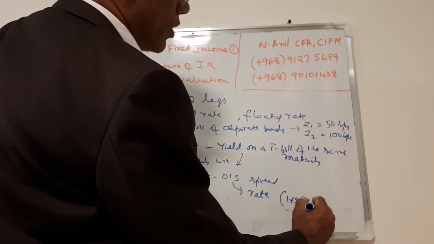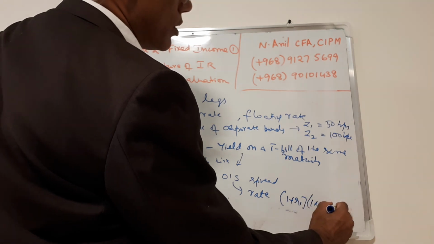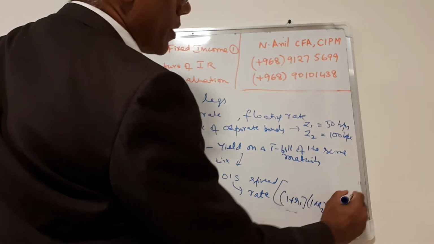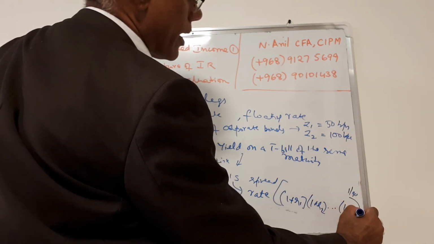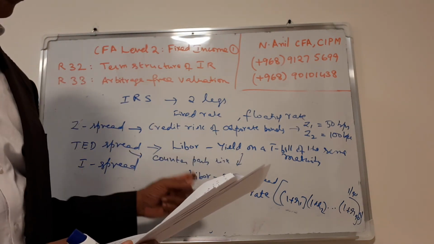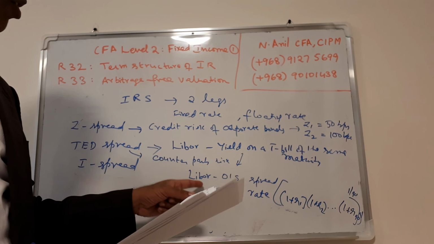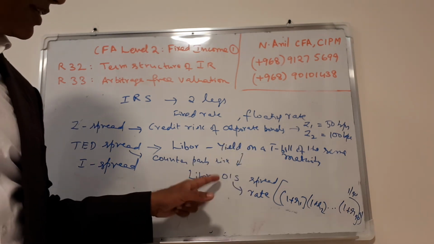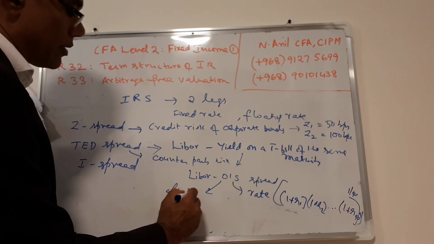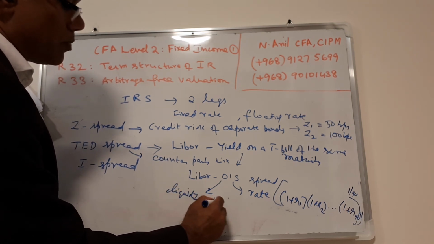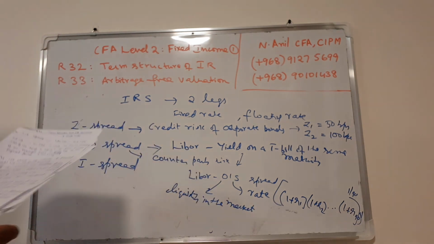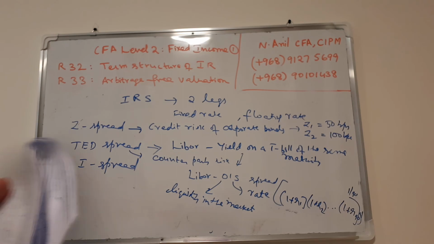So (1 plus R1)(1 plus R2) up to (1 plus R90), if it's 90 days, to the power of 1 by 90, minus 1. This is the geometric average. So this also indicates the general risk or the liquidity. Basically, it indicates the liquidity in the market. So it is important for the banks. Okay, liquidity in the market. This is okay. Thank you.